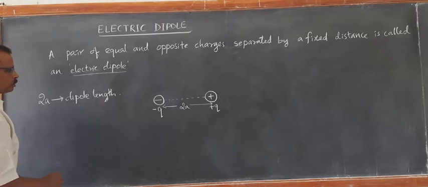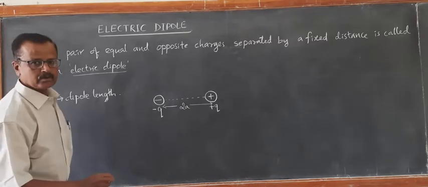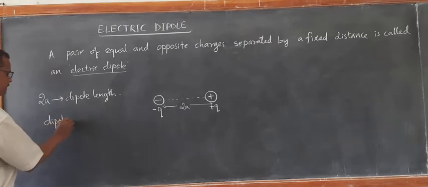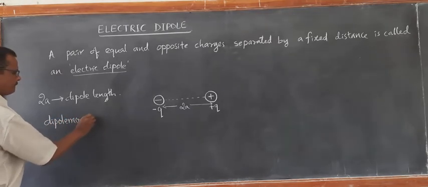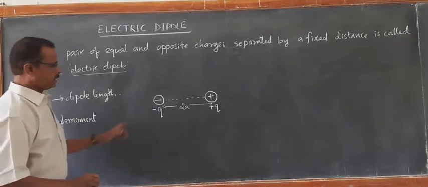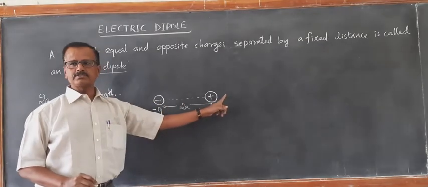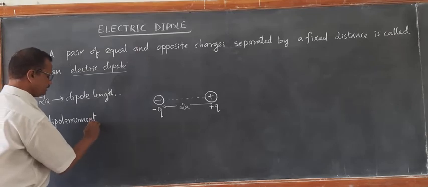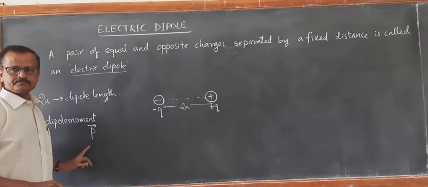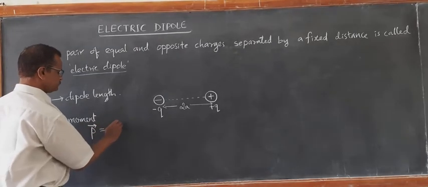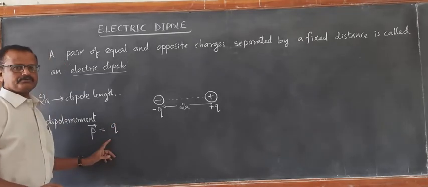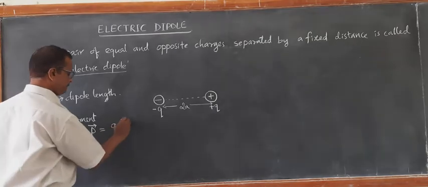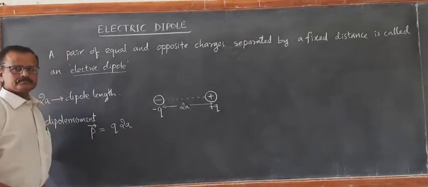And there is one more thing to be remembered. It is called dipole moment. Dipole moment is a vector quantity directed from negative charge to positive charge. Dipole moment is denoted by P vector. P vector is equal to the product of the magnitude of either of the charges and the dipole length.